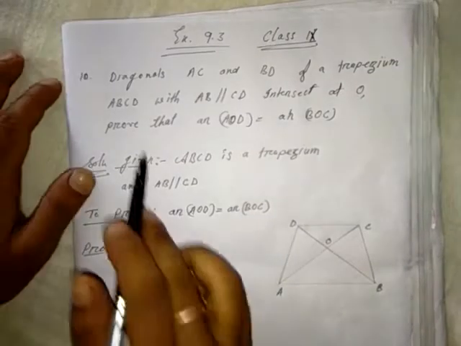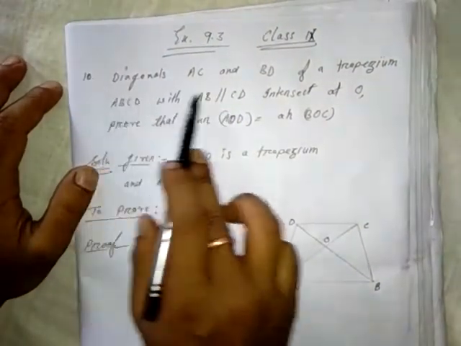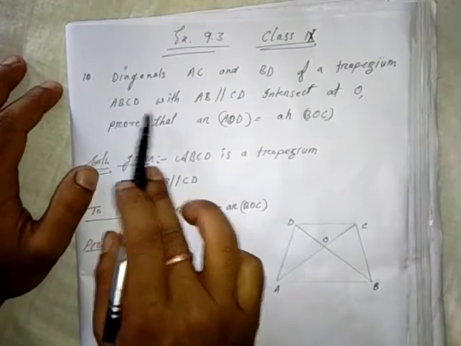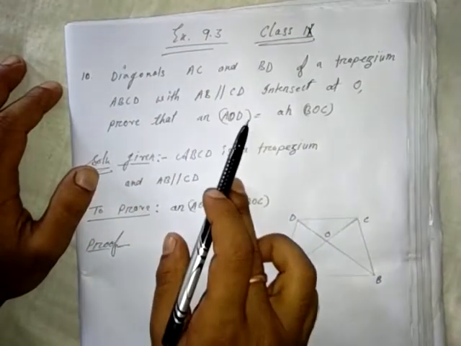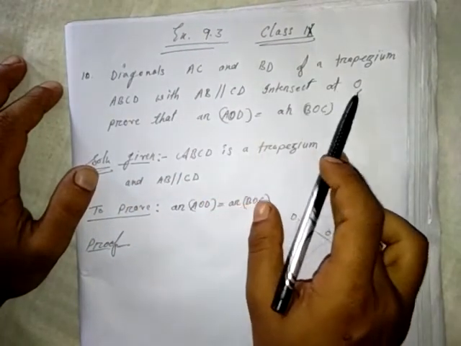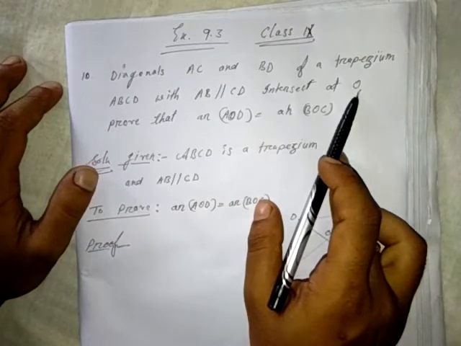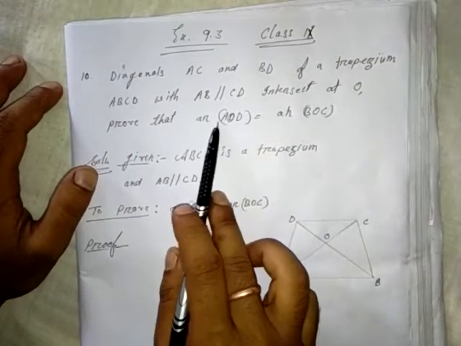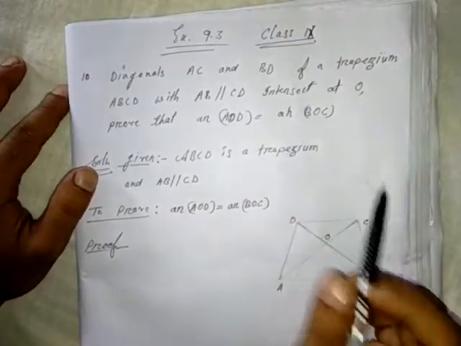So the question is: diagonals AC and BD of a trapezium ABCD with AB parallel to CD intersect at point O. Prove that area of AOD is equal to area of BOC.